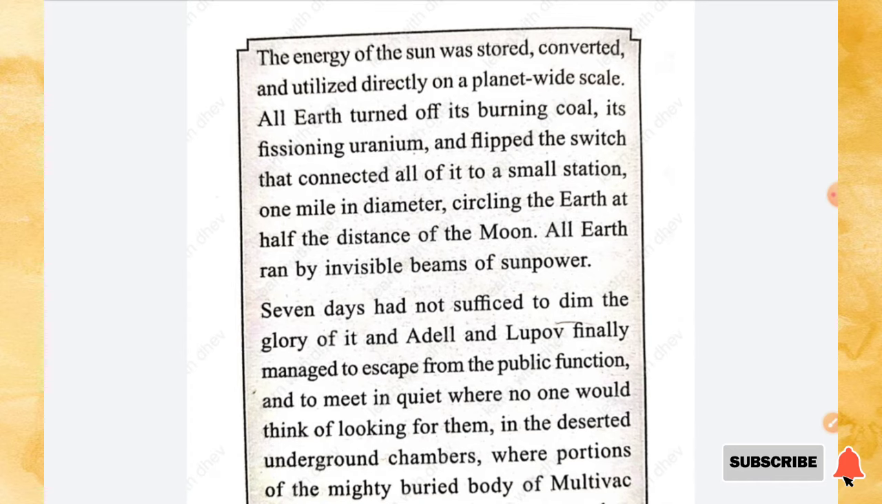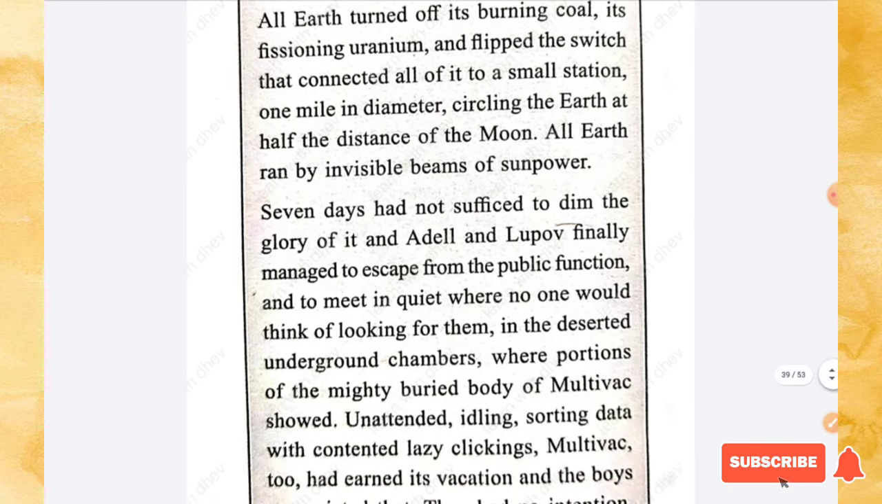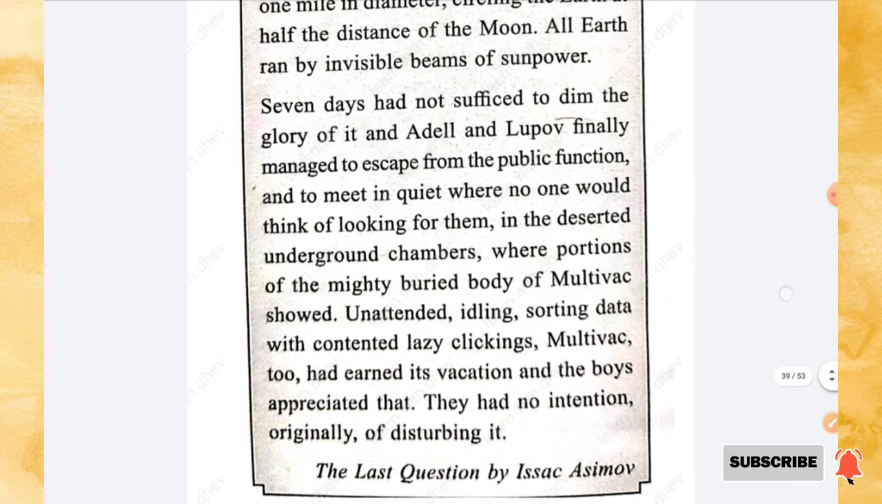All Earth turned off its burning coal, its fissioning uranium, and flipped the switch that connected all of it to a small station, one mile in diameter, circling the Earth at half the distance of the moon. All Earth run by invisible beams of sun power.